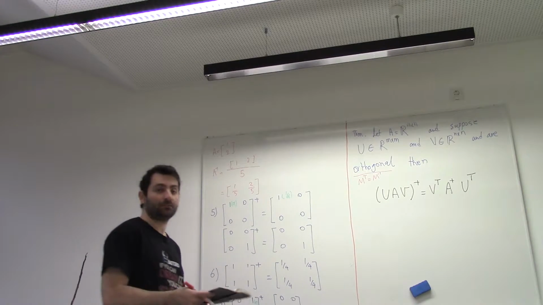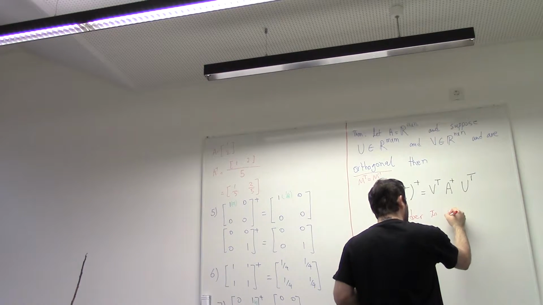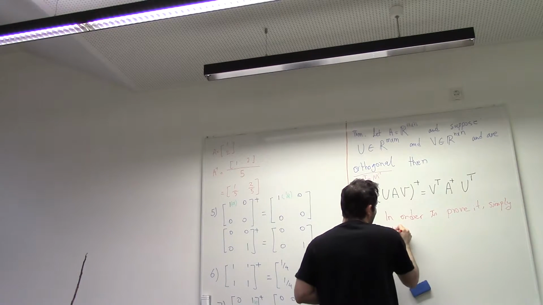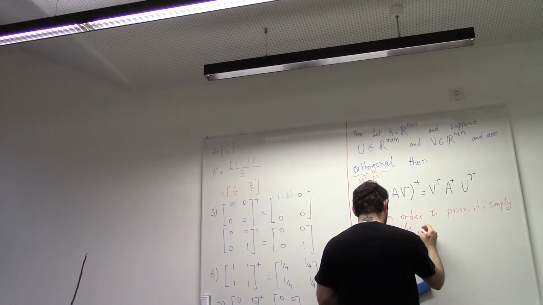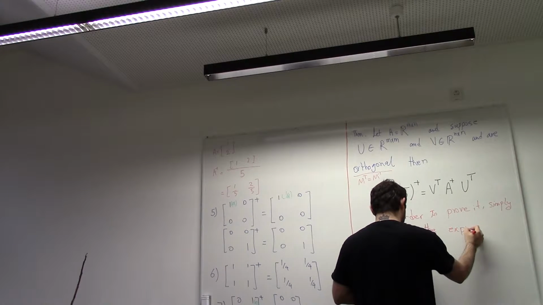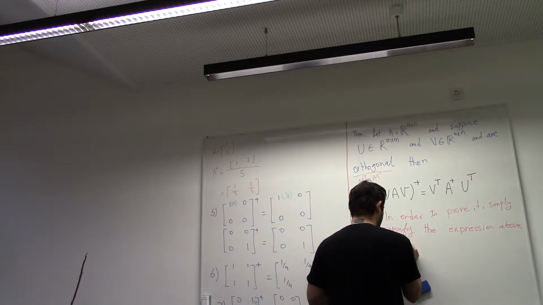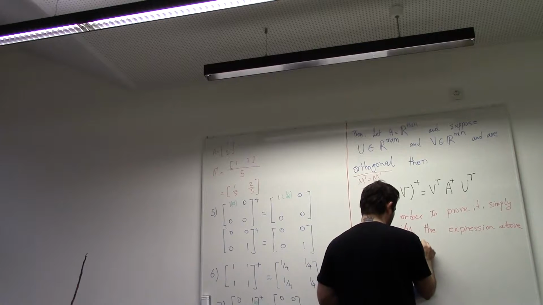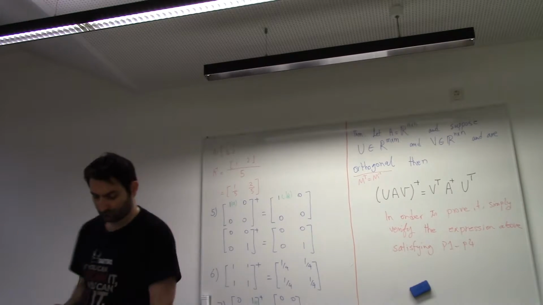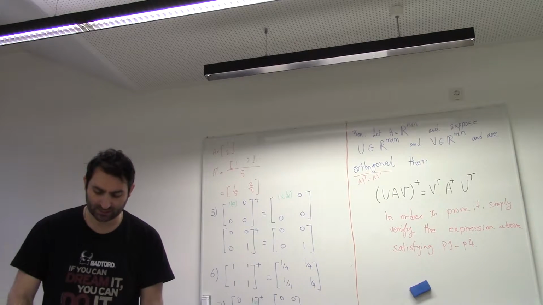Now, proof. In order to prove it, simply verify the expressions satisfy P1 to P4. So very easy, right? I mean, we just have to verify that a series of properties are okay.